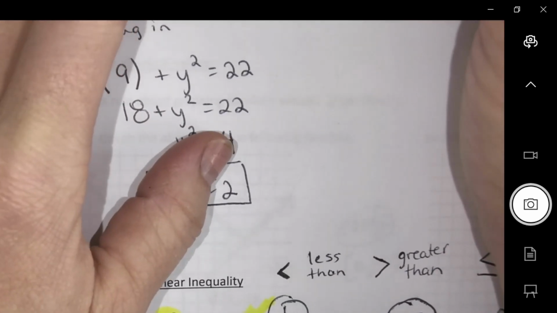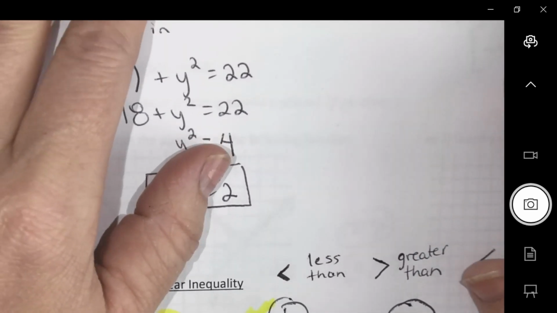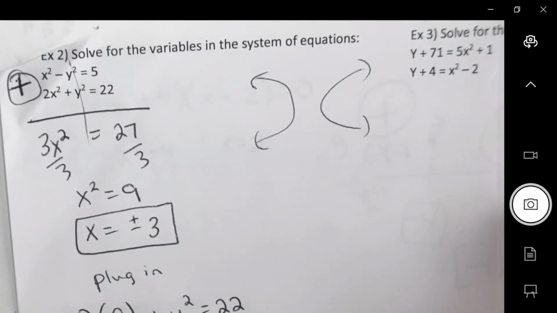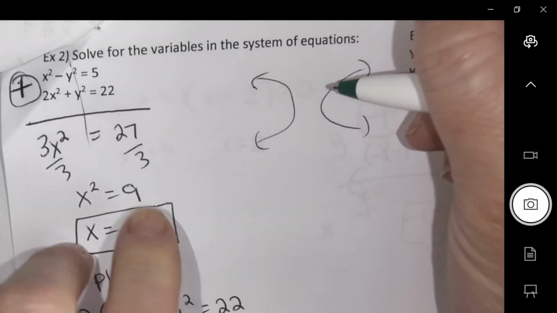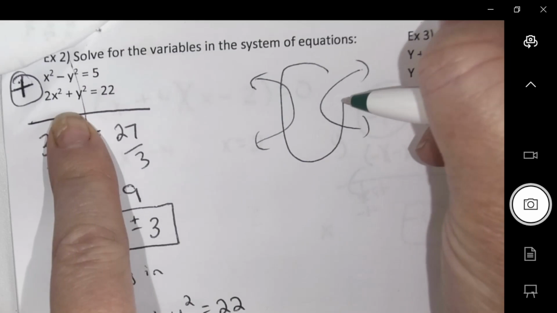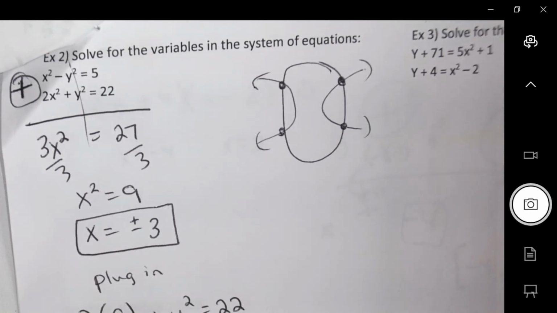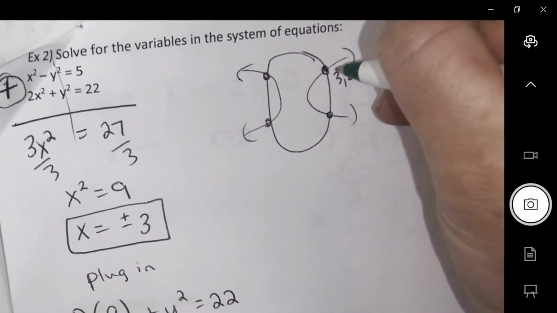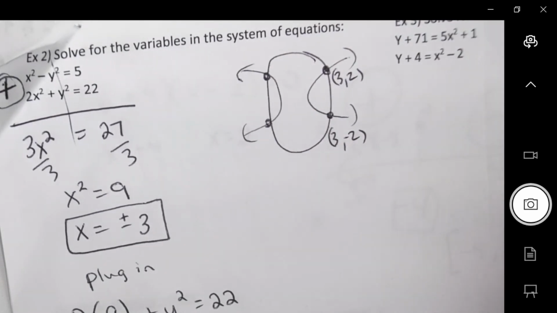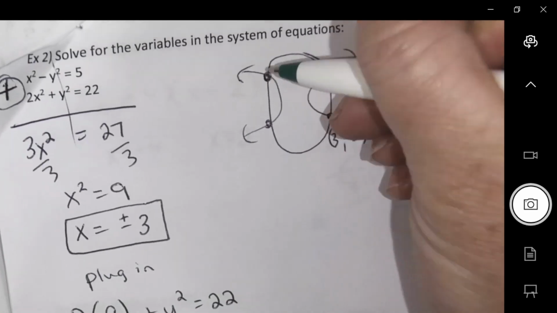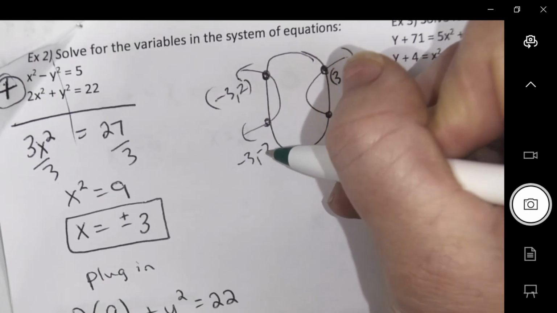Actually my grade 12s are doing this right now. This is a shape of the first one. It's a hyperbola, so it does like these two sideways parabolas. And this other shape is an ellipse. And guess where they hit each other? 3, 2. 3, negative 2. What are the other coordinates then? Negative 3, positive 2. Negative 3, negative 2.